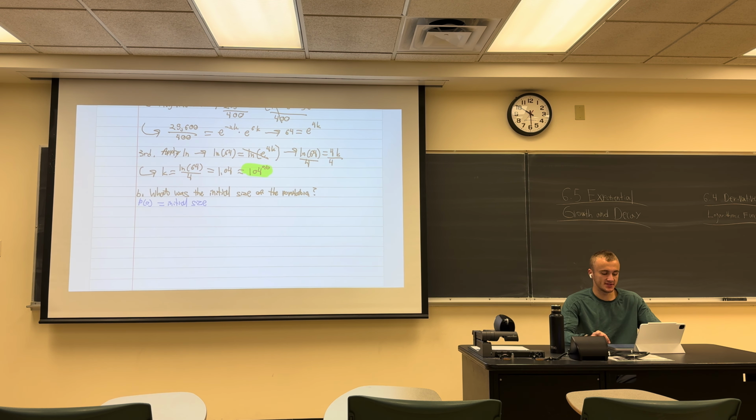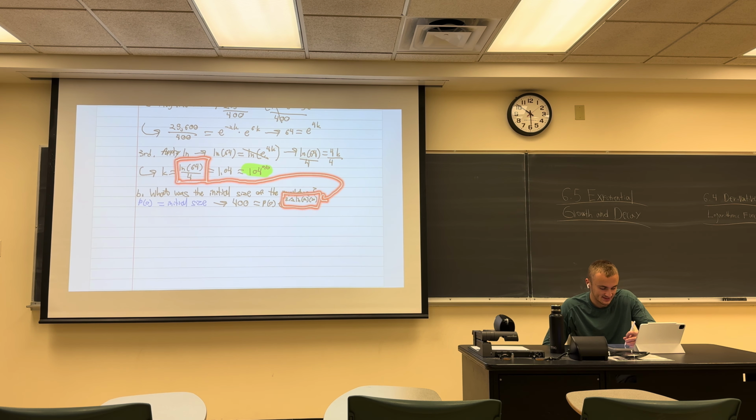So we know that p of 0 equals the initial size. Now we're going to use the k value that we found in the previous problem to solve for p of 0. So we have 400 equals p of 0 e to the 3 halves ln of 2 times 2. That's another way of representing this term right here. There's a little bit of algebraic manipulation. I'm not going to go through it in the interest of time, but that is equivalent to this term right there.